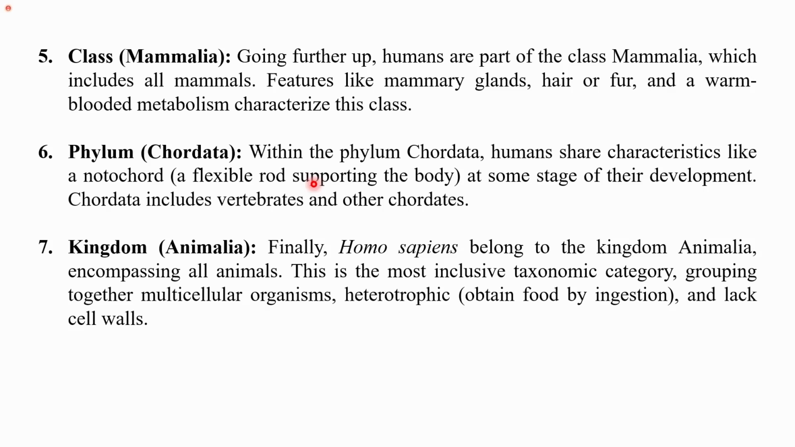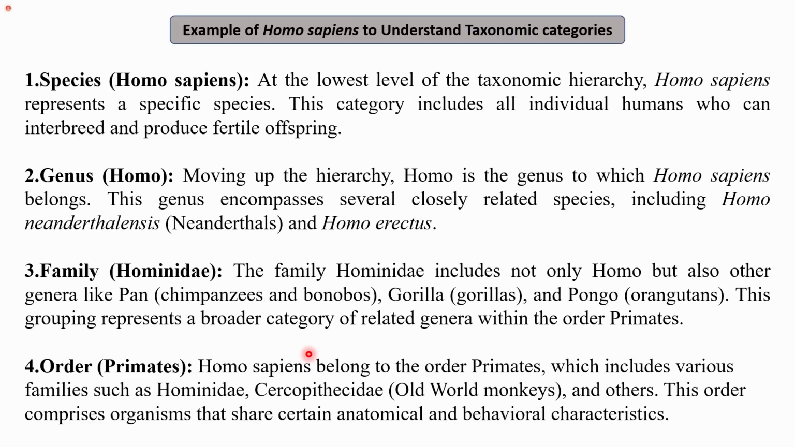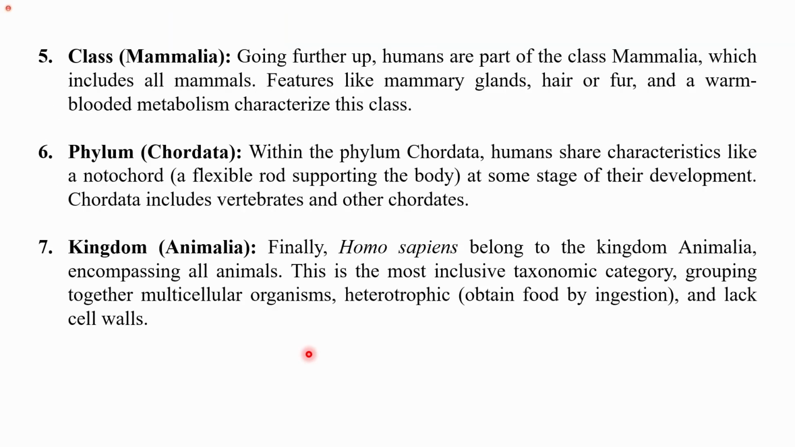And this is the most inclusive taxonomic category that groups together the multicellular organisms that are heterotrophic in nature, that is, they obtain food by ingestion and lack cell walls. So all the organisms which have these characteristics will be placed under the kingdom Animalia, and then based on certain similarities and differences, they will become different phyla, then different classes, then different orders, families, genera, and ultimately the different species. So these are the different taxonomic categories that I wanted you to understand today.